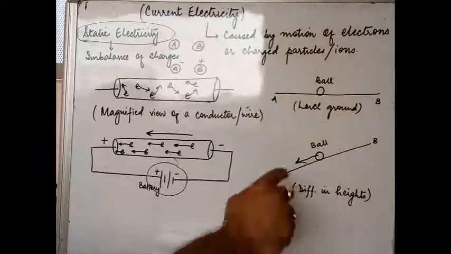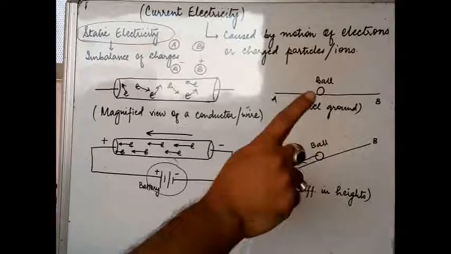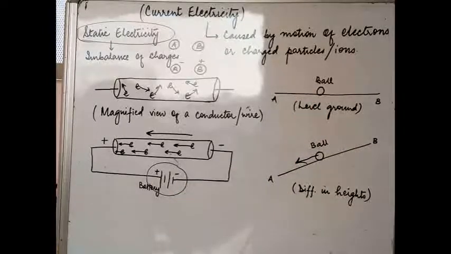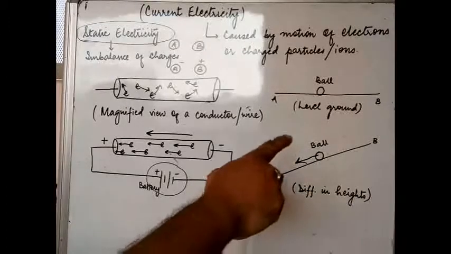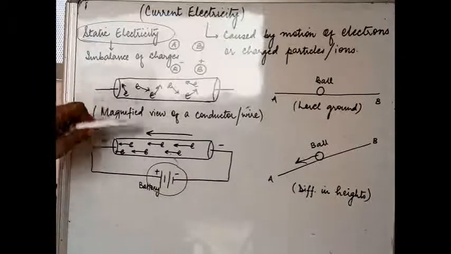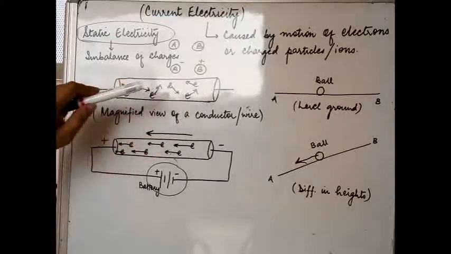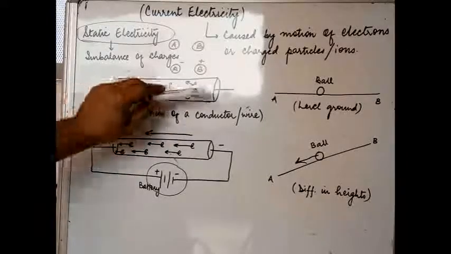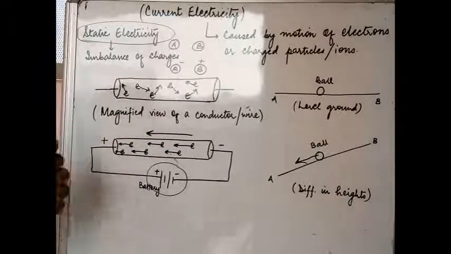Similarly over here, there is a difference in the height of B and A. That means there is a difference in the heights or the levels. So the moment a difference in height comes, the motion of the ball starts. Similarly, now have a look here. There was no potential difference at the two ends of the wire, so the motion was not well defined.